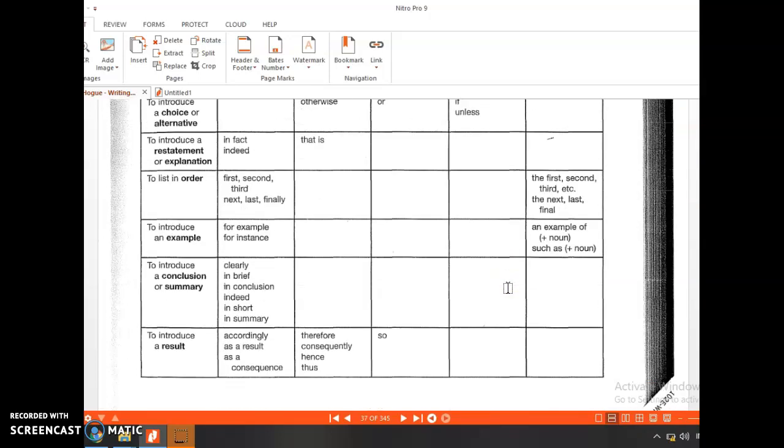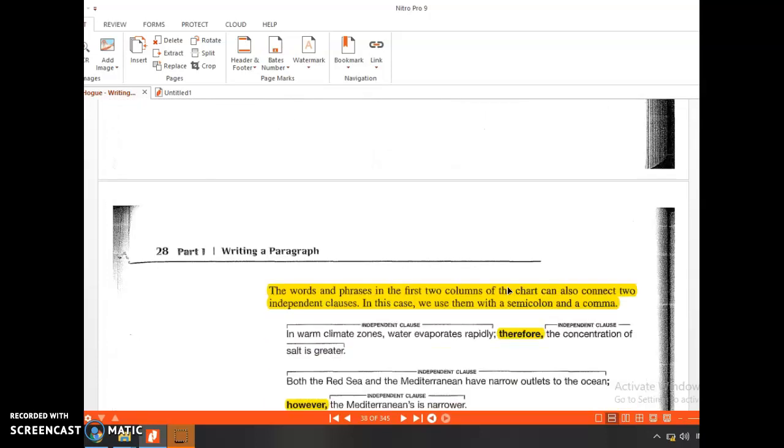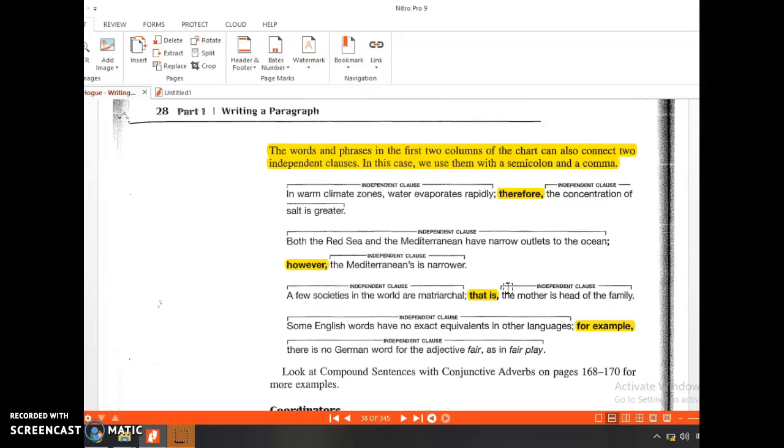Okay. This is also the list of transitional signals. If you want to find examples of sentences, please find them on the internet. Okay, be creative. All right. Now these are the examples in the form of sentences. In warm climate zones, we have an independent clause and another independent clause, and it is connected with therefore. Therefore means oleh karena itu in English.